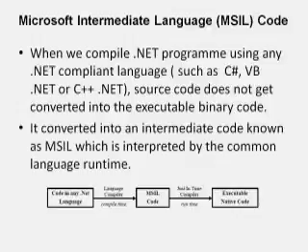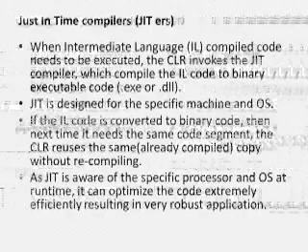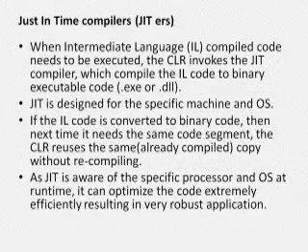Upon program execution, this MSIL intermediate code is converted to binary executable code called native code. Cross-language relationships are possible as the MSIL code is similar for each .NET language. Just-in-time compilers, JITs.